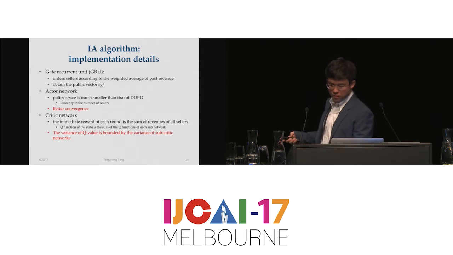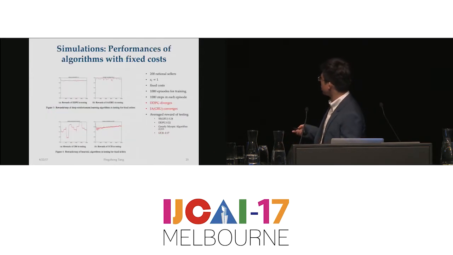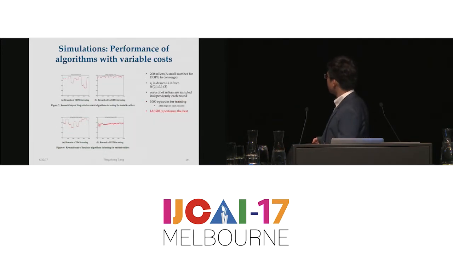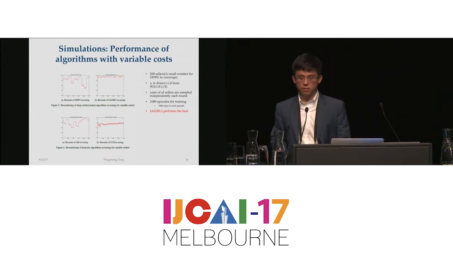Since I'm running out of time, I'm going to quickly go through the experiments. We implemented all these algorithms, and we can see that DDPG does not converge, but our algorithm converges, and it gives the highest average reward. And it is also the case when we set the seller's cost to be a random variable.